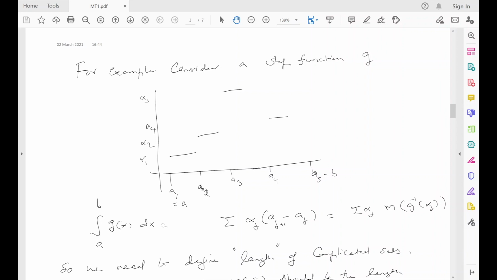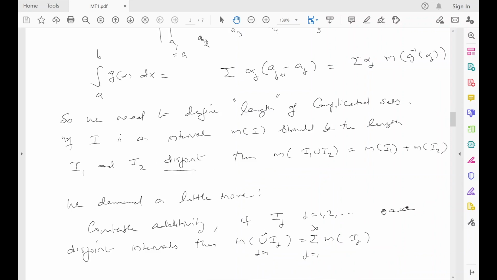You can see it here, but one has to do this in a much more general setup, because the function need not always be a step function. So if you look at this procedure, the first hurdle you see is how to define the length of complicated sets, right? So to define the length of complicated sets, one needs a good class of sets and a notion of length which should satisfy various properties.